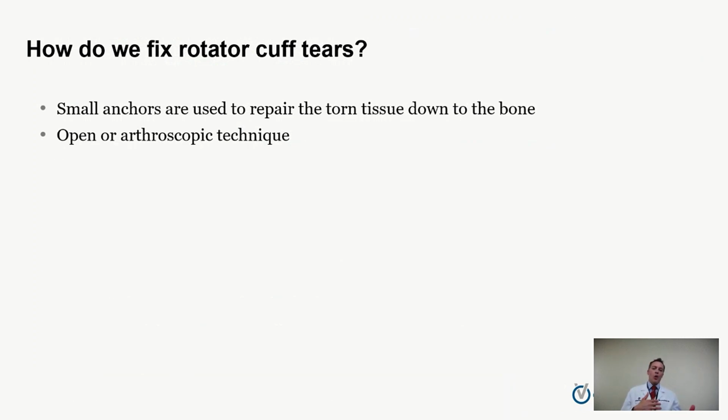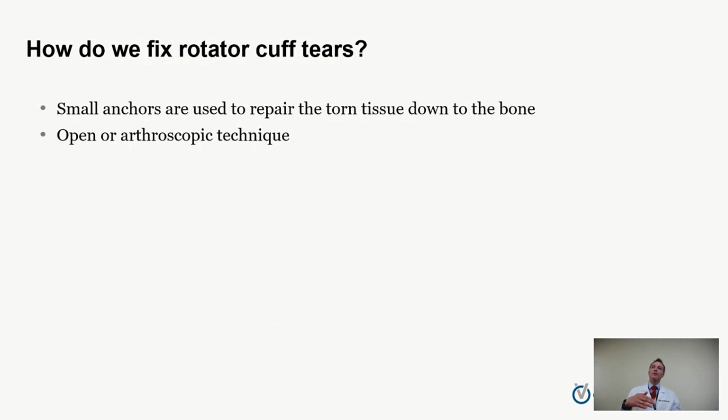Procedures are done either open or arthroscopically. More and more, I think people are leaning towards arthroscopic repairs, where we use tiny little incisions and a camera and then little arthroscopic tools in order to place small anchors in the bone. And then we repair the torn tendon back down to the bone. Now, this isn't carpentry. This is more like farming.